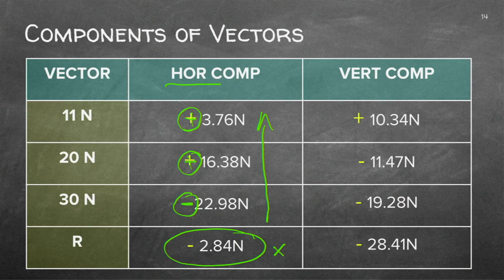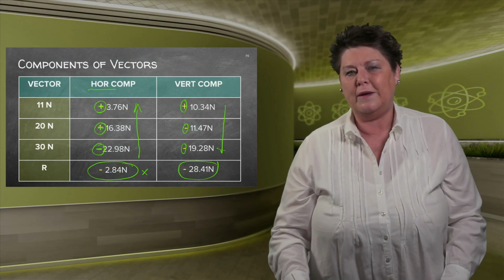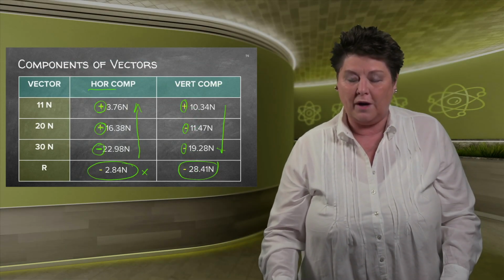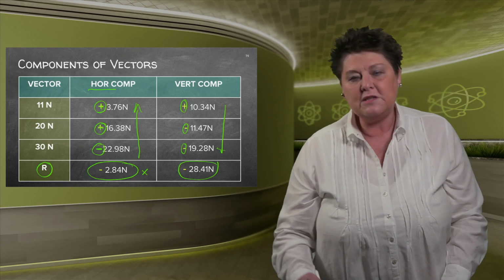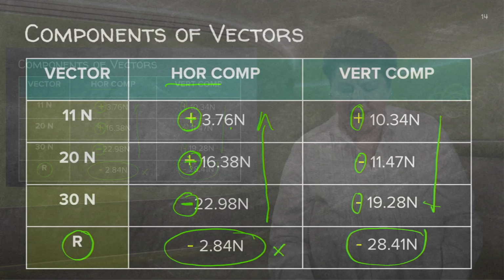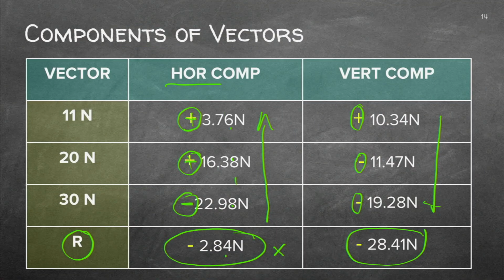The same technique you're using with vertical. I've got the plus, 2 minuses. I add them together to find the resultant. And as you see, it's minus 28.41 newton. So now I've got the 2 components of the resultant. I added all the x's to get the x. I added all the y's to get the y.